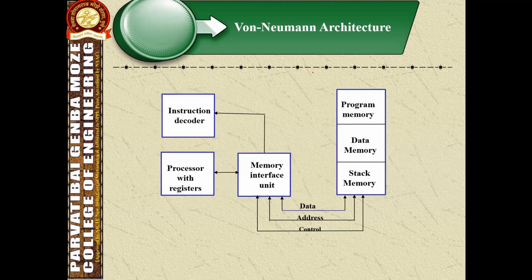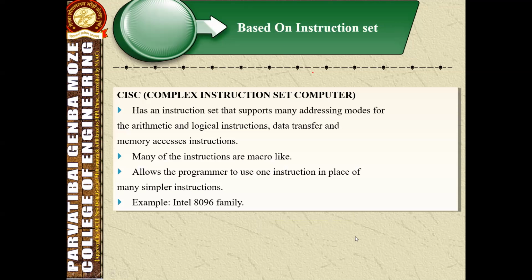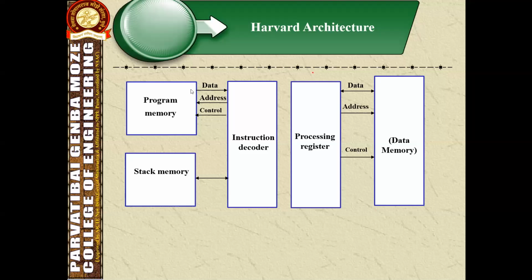So let's see the family of the microcontroller. Before going to study the family of the 8051 microcontroller, first let's see about the architecture of the computer. There are two types of architecture. One is Harvard architecture and the second one is von Neumann architecture. So let's see first what the Harvard architecture is.